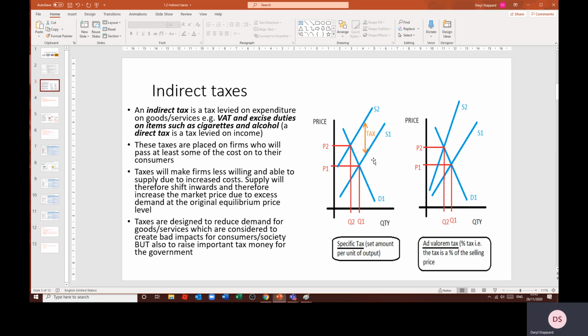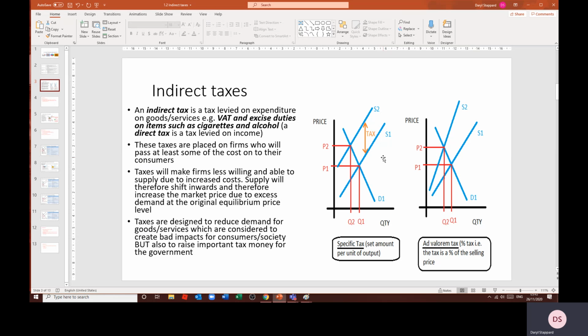So the vertical distance between the supply curves would show us what we call the tax per unit. So if I've imposed a 50p per unit tax on every unit of output sold, supply would shift from S1 to S2. And at all levels along that supply curve, that cost is exactly the same. It's 50p per unit.